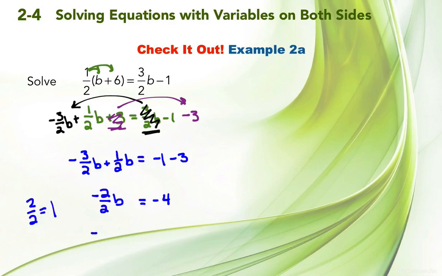So this is going to be a negative 1b equals negative 4. Now, even though this is a 1 in front, I can't leave it as a negative 1. That's not right. So I have to divide both sides by negative 1. And my final answer is going to be b equals 4.